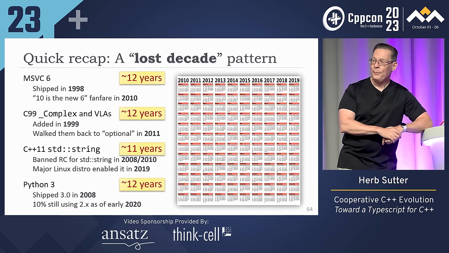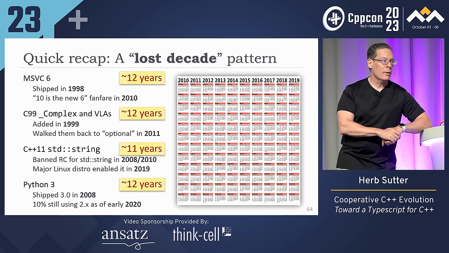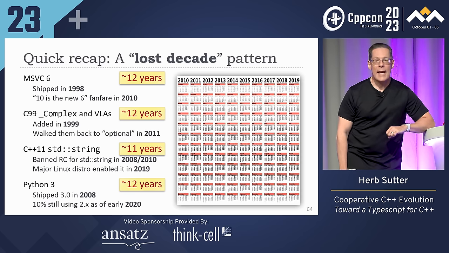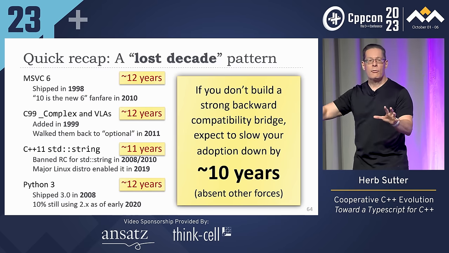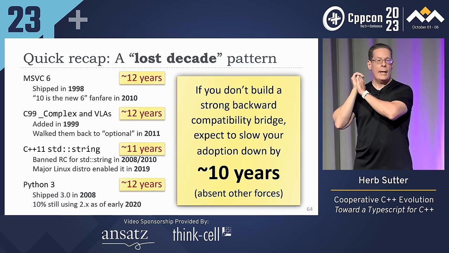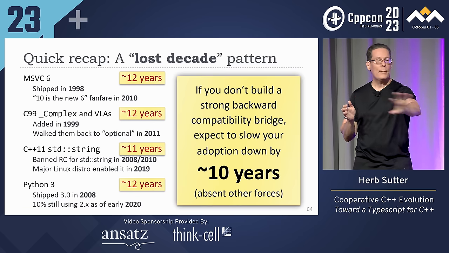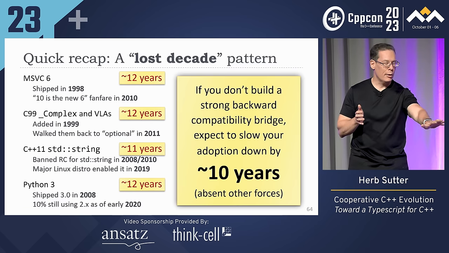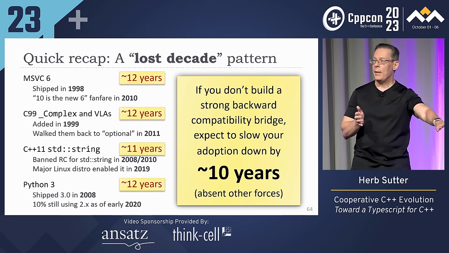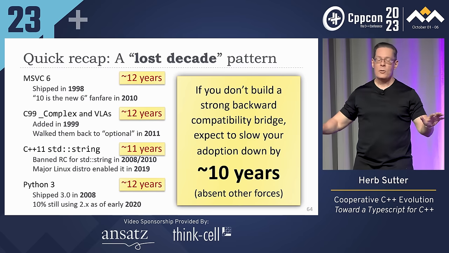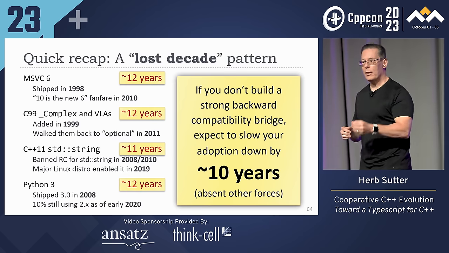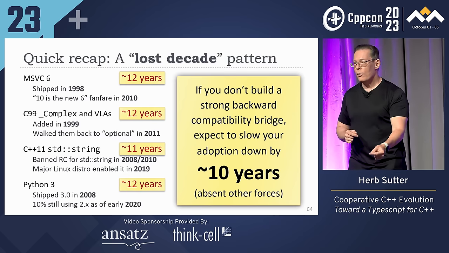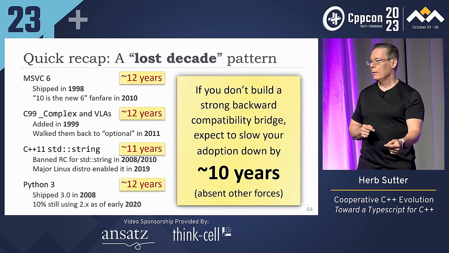Do you notice a pattern? This is a reproducible result. This is what happens every time. Absent other forces, I'm assuming you've written a beautiful thing that has a great value proposition, that people want, and that solves an important problem in a good way. I'm assuming you got the basics right. All other things being equal, if you do not have a seamless backward compatibility bridge, you are going to slow down your adoption by at least a decade.